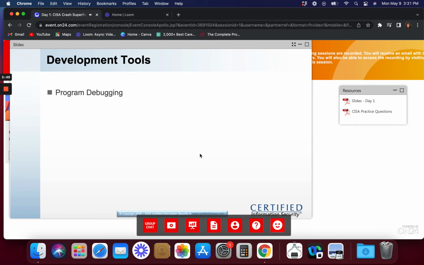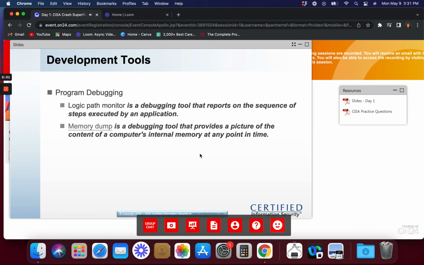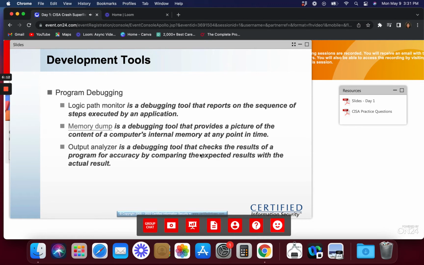Program debugging. Again, a logic path monitor is a type of debugging tool that reports the sequence of steps executed by an application. We have memory dumps, which you may have heard about when your system takes a big dump of memory. Sounds bad. Moving on, an output analyzer is a debugging tool that checks the results of a program for accuracy by comparing expected results with actual results.